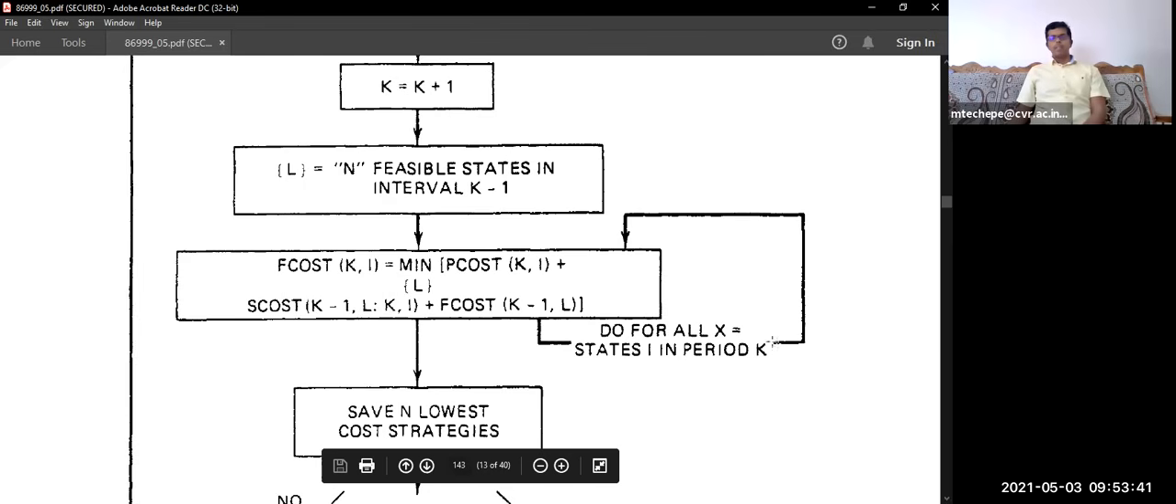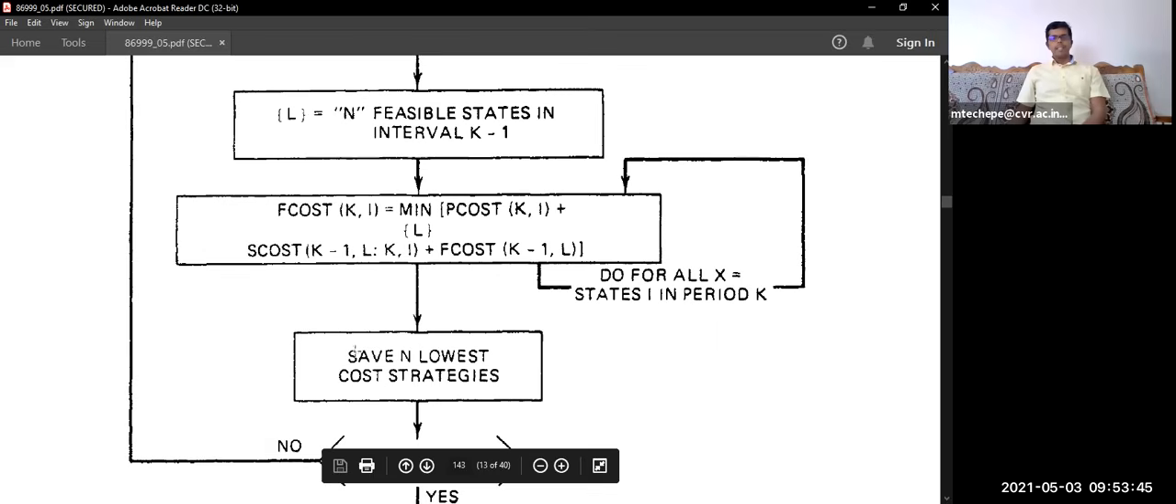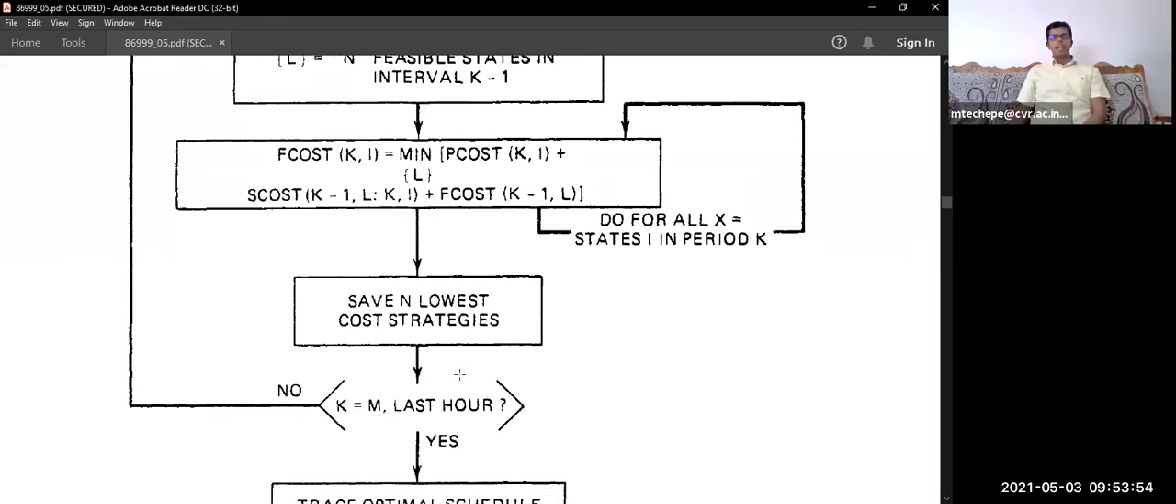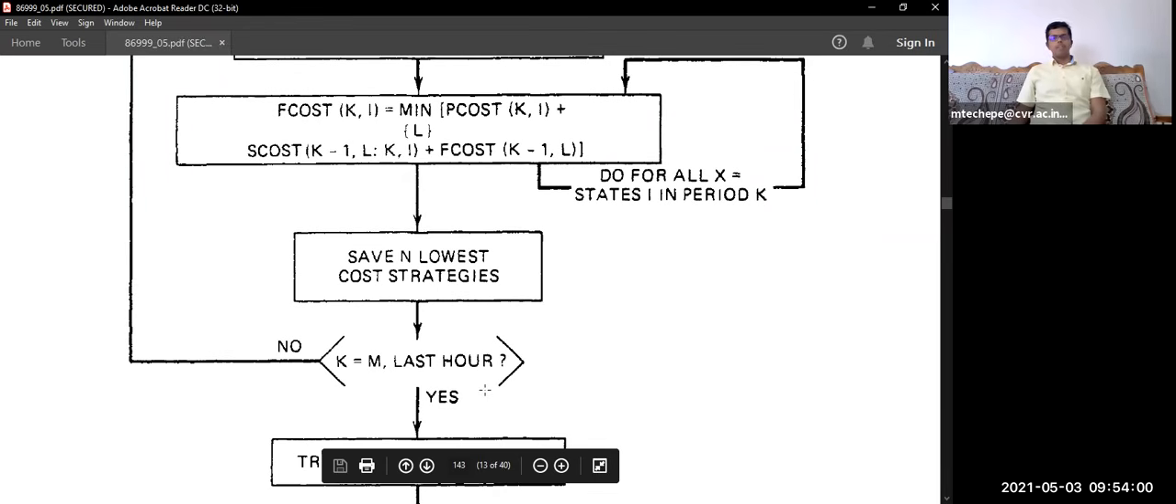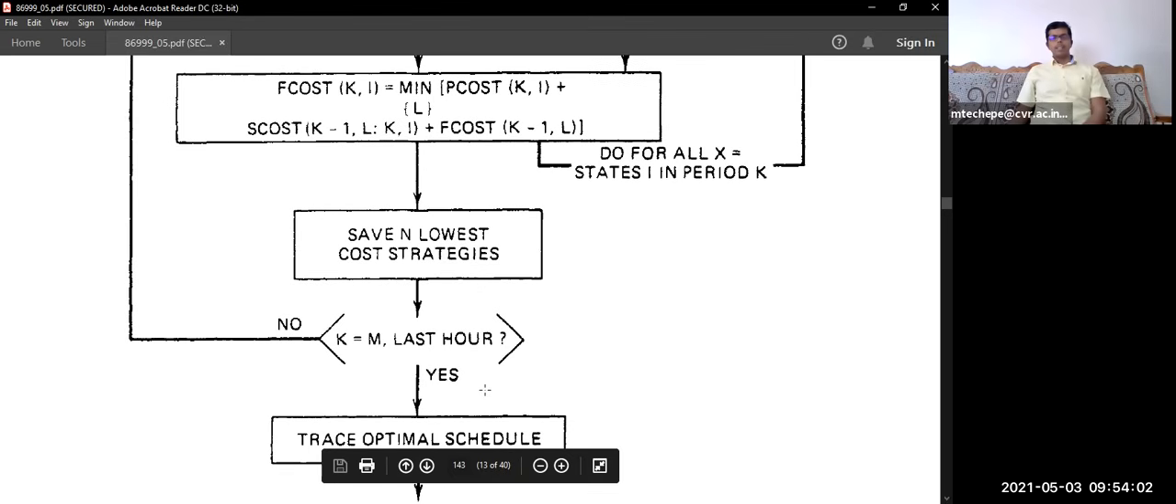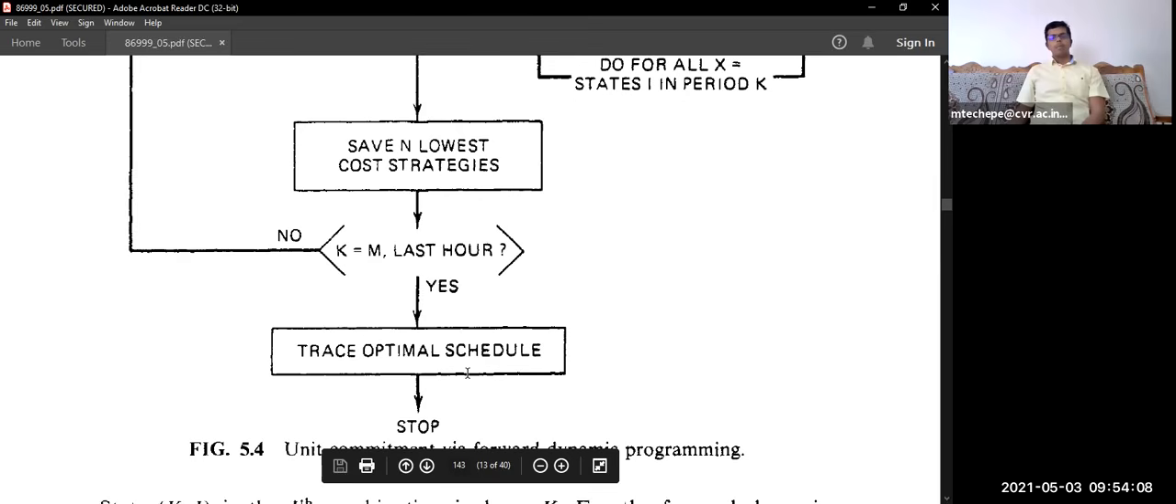So we are repeating this for all the states. And next, we are saving the N lowest cost strategies. We are saving that answer for the N lowest cost strategies up to k equal to m, that is, for the last hour. If that is computed for the last hour, if yes, then trace for the optimal schedule.